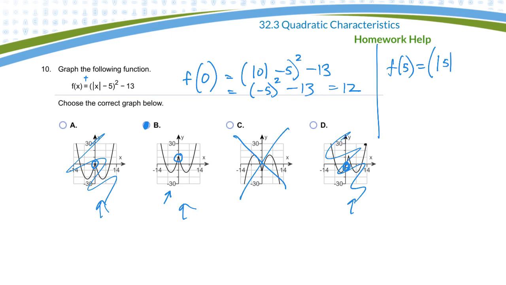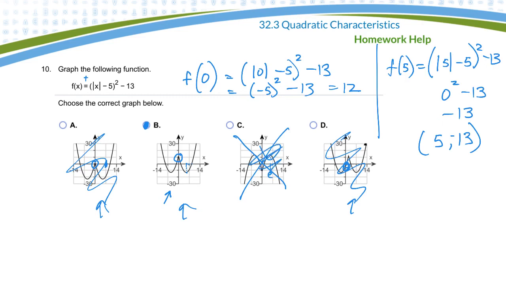So absolute value of 5, minus 5, squared, minus 13. So absolute value of 5 is 5. 5 take away 5 is 0. 0 squared minus 13 is going to be negative 13. So for an x value of 5, I better come up with negative 13 as the y value. So 5 is in here somewhere. If I come down there, yeah, I could see minus 13 out of that. Whereas this one over at 5 is above, so it can't be that one.